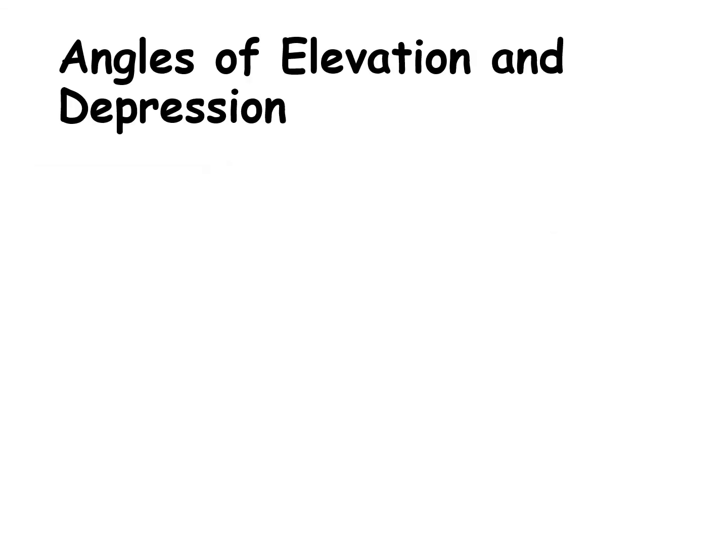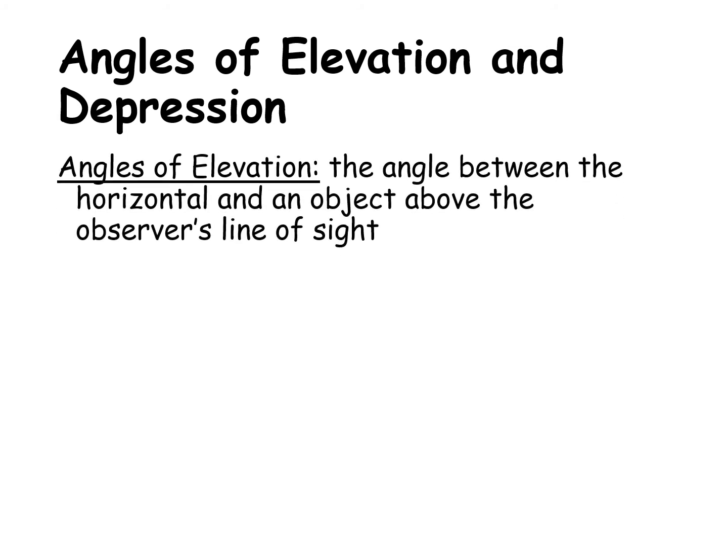So now let's talk about two words that appear as we talk about real-world examples in trigonometry, and that is an angle of elevation or an angle of depression. So the first is, if we're talking about angles of elevation, it's the angle between the horizontal and an object above the observer's line of sight. So what we mean is it's this angle down here. So this is my angle of elevation.